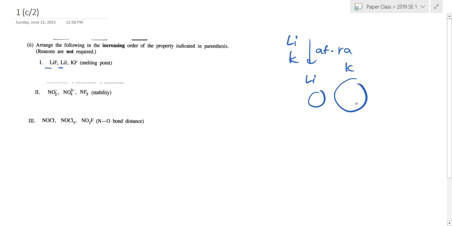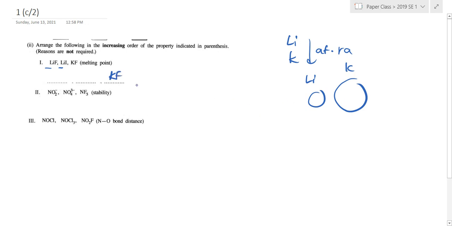It means the polarizing power decreases. When the polarizing power of the cation decreases, the polarization also decreases. When the polarization decreases, the covalent character decreases, and ionic character increases. It means the melting point increases. Ionic character increasing means the ionic lattice energy increases, so the melting point increases. Potassium fluoride is higher.